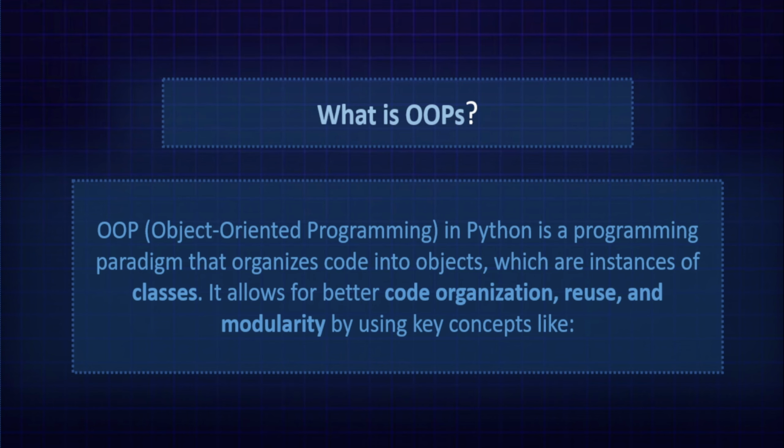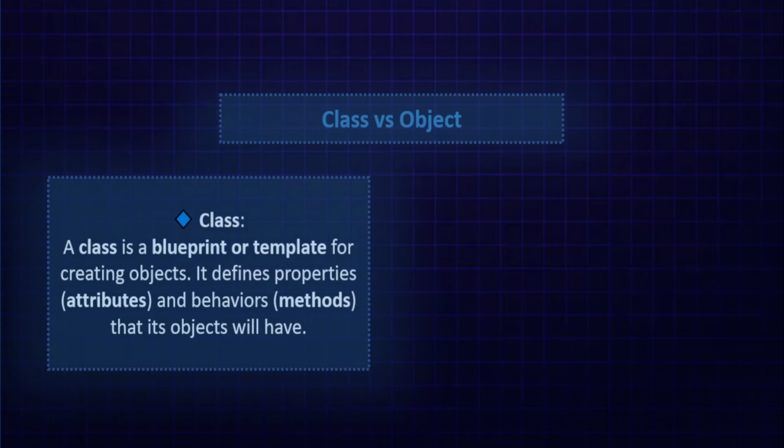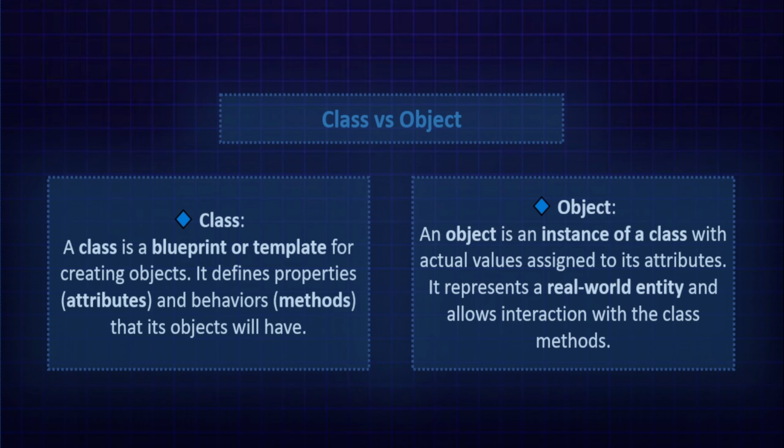So first, what is the difference between class versus object? A class is a blueprint or template for creating objects. It defines the properties, like attributes, and behaviors, also called methods, that an object will have. What is an object? An object is an instance of a class with actual values assigned to its attributes. It represents a real-world entity and allows interaction with the class methods. Don't worry, I'll give you the example with code. Let's head back to the code editor.